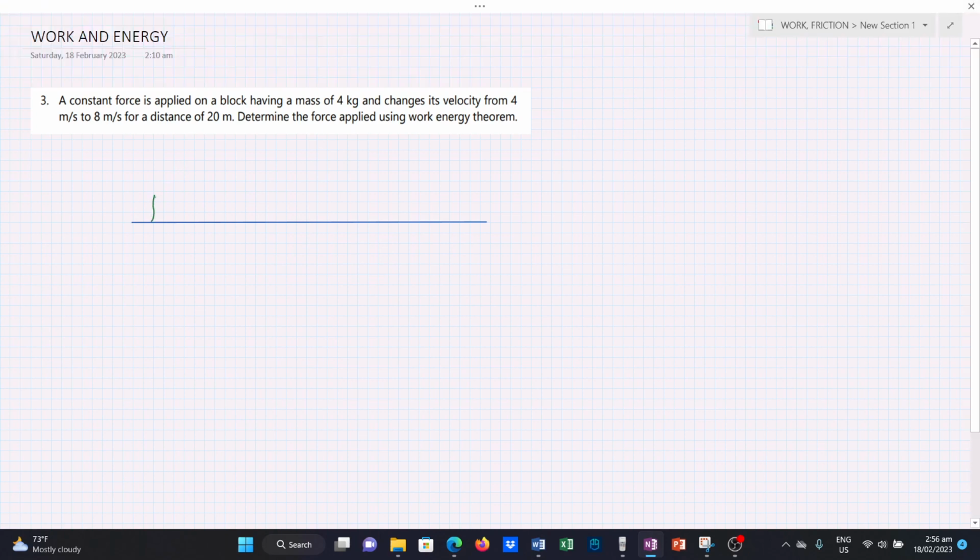Tapos, from this point up to this point, yung velocity daw niya, yung velocity 1 daw niya, ay nagbago from 4 meters per second naging 8 meters per second dahil sa force na inapply natin. And this point up to this point ay meron siyang distance na 20 meters. Okay? So, ayan.